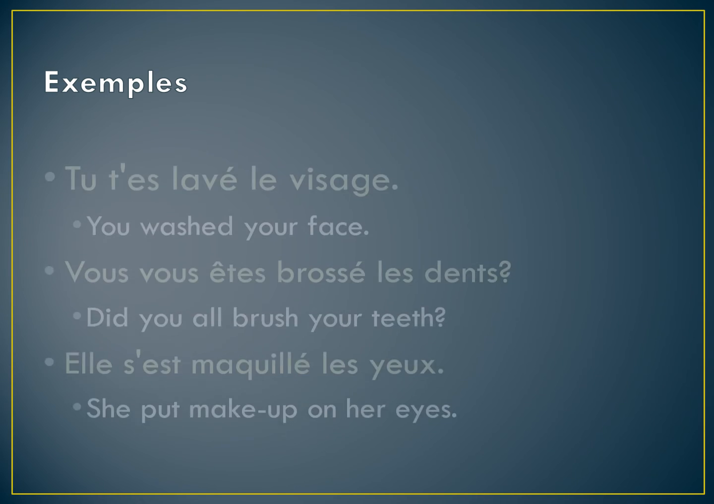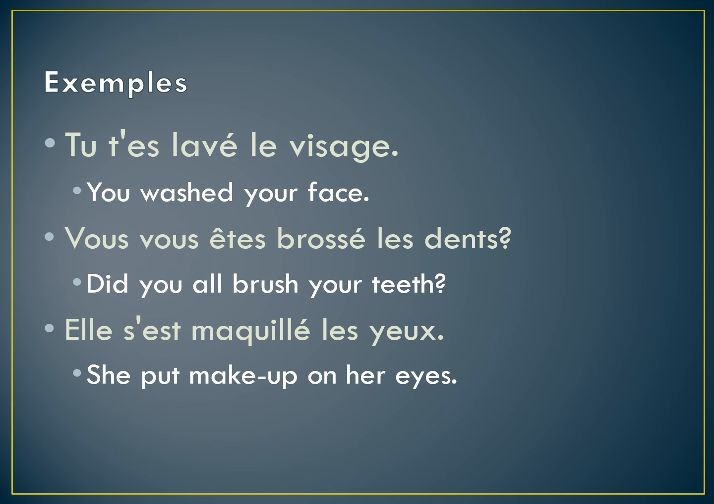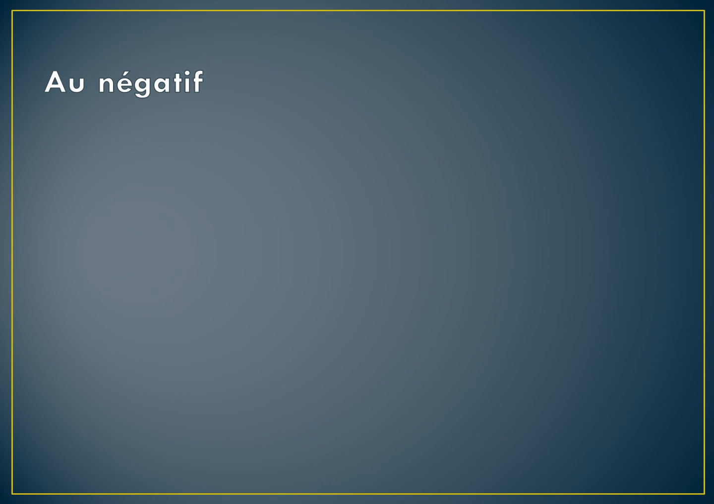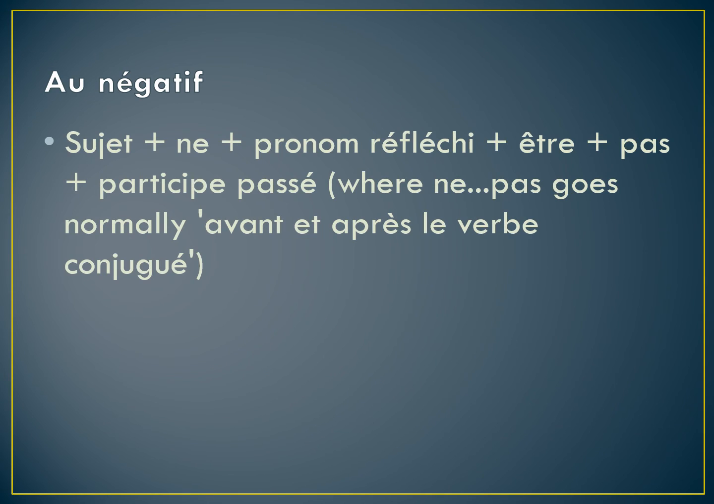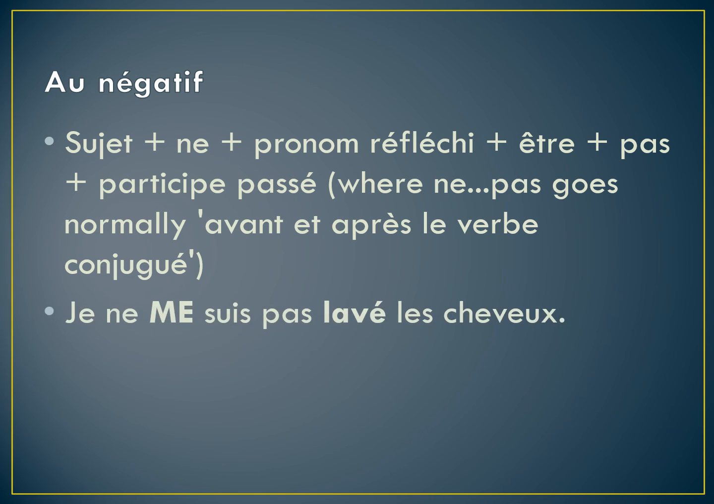So again, here are some examples of reflexive verbs in the passé composé that show zero agreement because in all of these sentences there is a body part, a direct object, directly after the verb. If a sentence is negative that uses a reflexive verb and is in the passé composé, what you do is you put the ne pas around the verb être like you normally would, but you also include the reflexive pronoun inside the ne pas as well.